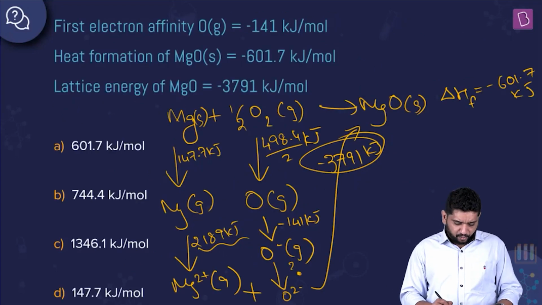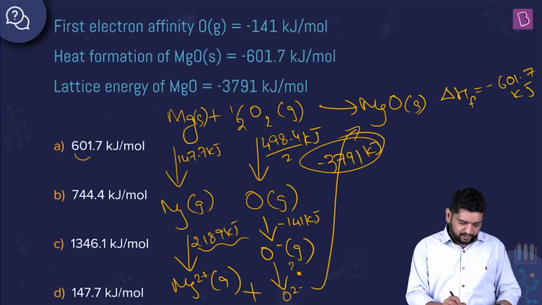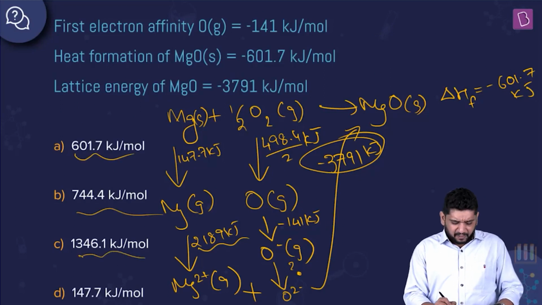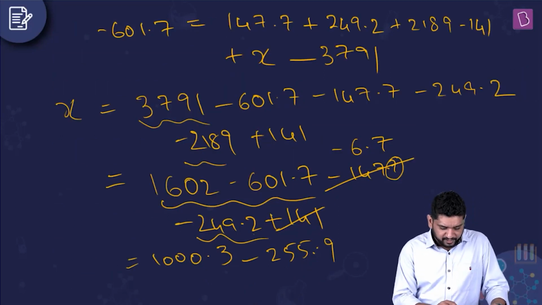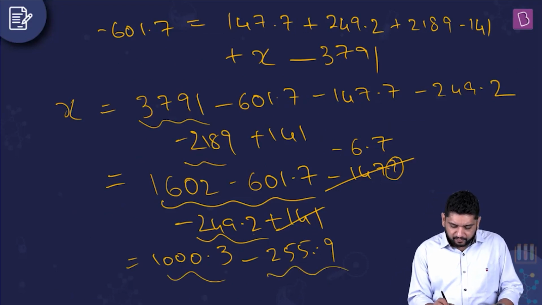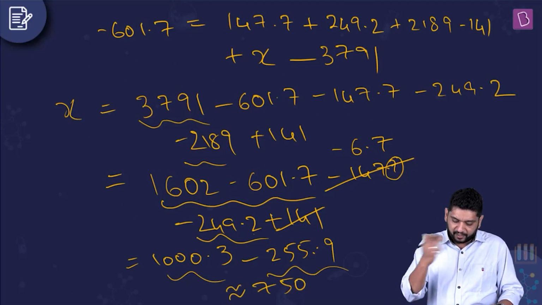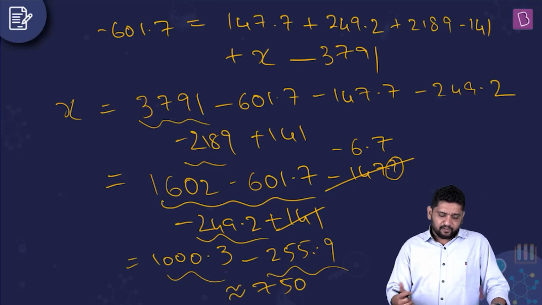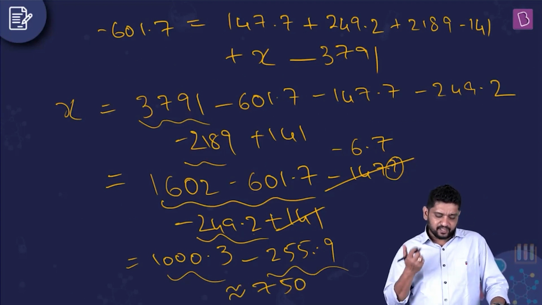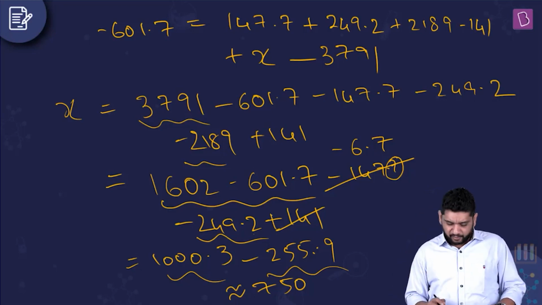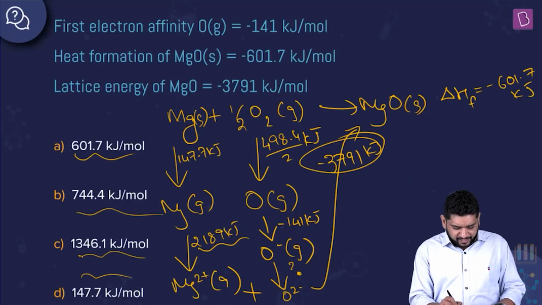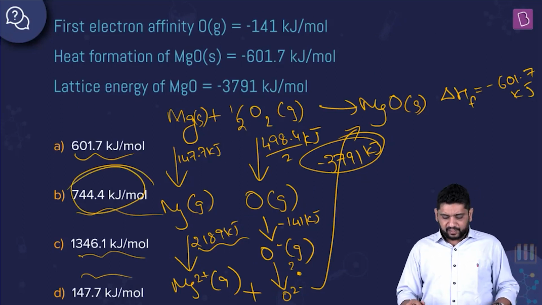Let's look at the options. Yeah, they are decently far away from each other: 600, 740, 1300 and 140. Looking at this, what do I see? This is somewhere around 250. This is somewhere around 1000. So somewhere around 750 is what I'm expecting here. Even 5.6 less than 750, 743, somewhere around this is what I'm seeing here. So yeah, 744.4 looks perfectly fine to me.